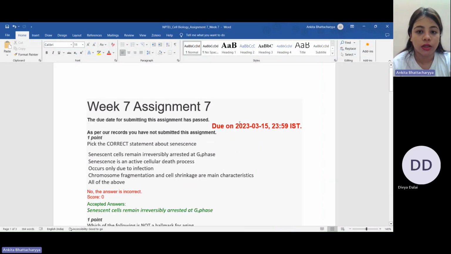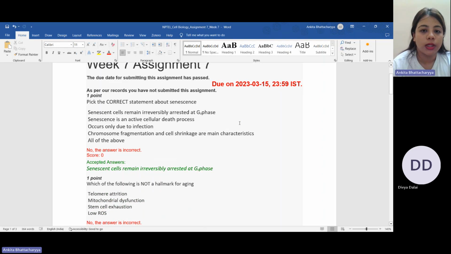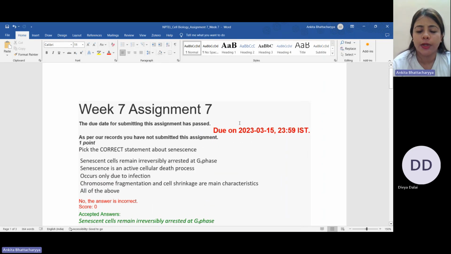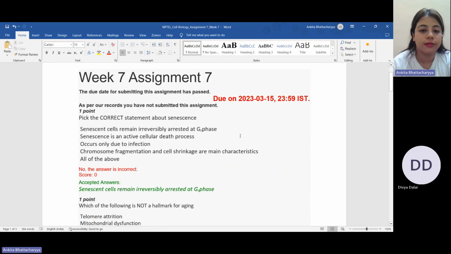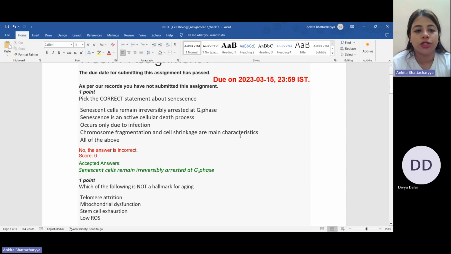Okay, visible. So this was one of the previous year assignments. The first question is about the correct statement for senescence. Senescent cells remain irreversibly arrested at G0 phase; it is an active cellular death process; it occurs only due to infection; chromosome fragmentation and cell shrinkage are the main characteristics; or all of the above.